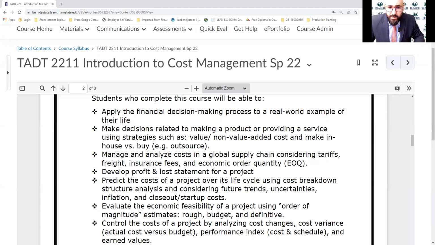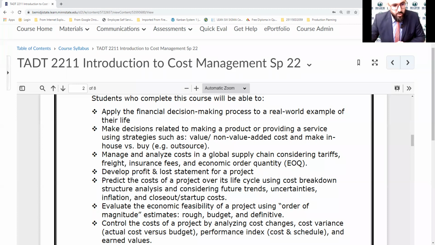Develop a profit and loss statement for a project. The first thing that you will be asked as a project manager, applied manager, or operations manager is, are you making money or are you losing money? And through the profit and loss statement, I want you at least to be able to develop these. I want you to be able to read it and make the right decision: should we continue with this project, or should we stop the project right there because we're losing? So I want you to be able to read it.